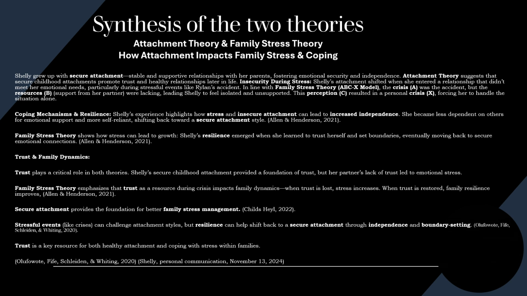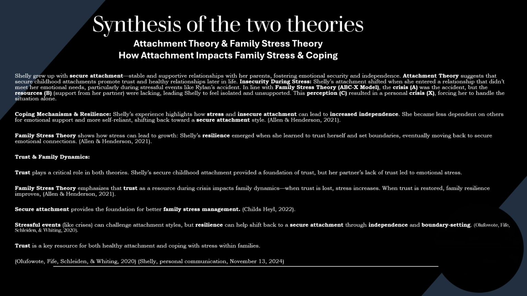accident. In line with family stress theory, the ABC-X model, the crisis A was the accident, but the resources B, support from her partner, were lacking, leading Shelley to feel isolated and unsupported. This perception C resulted in a personal crisis X, forcing her to handle the situation alone. Shelley's experience highlights how stress and insecure attachment can lead to increased independence. She became less dependent on others for emotional support and more self-reliant, shifting back toward a secure attachment style.